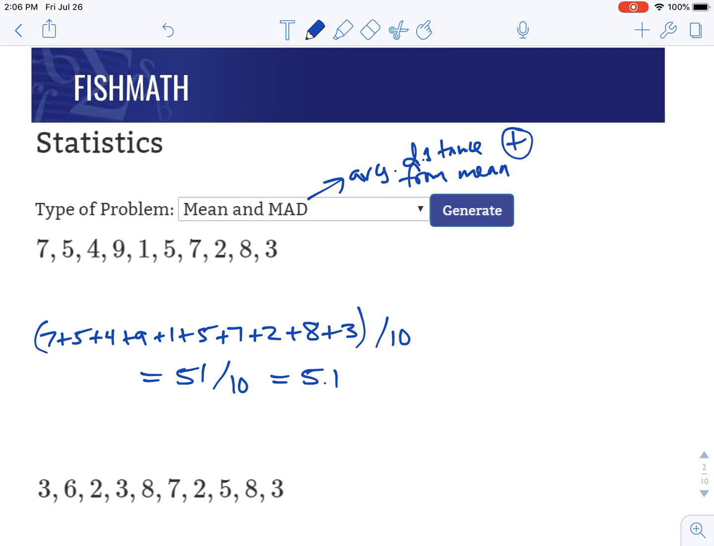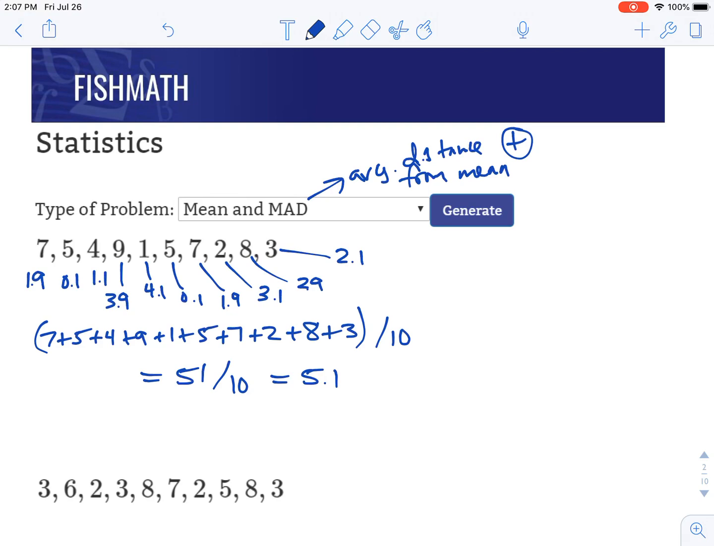So from 5.1, we're going to figure out all these numbers, how far are they away from 5.1, then we're going to average those distances. So 7 would be 1.9 away, 5 would be 0.1 away, 4 would be 1.1 away, 9 would be 3.9 away, 1 would be 4.1 away, 5 would be 0.1 away, 7 would be 1.9 away, 2 would be 3.1 away, and 8 would be, let's see, that's 2.9 away, and 3 would be 2.1 away.